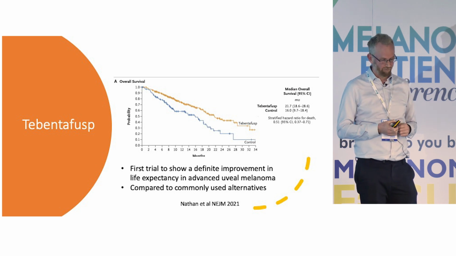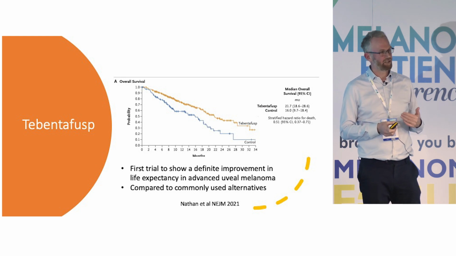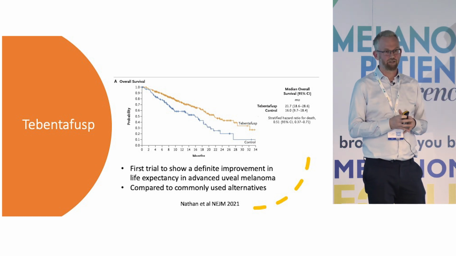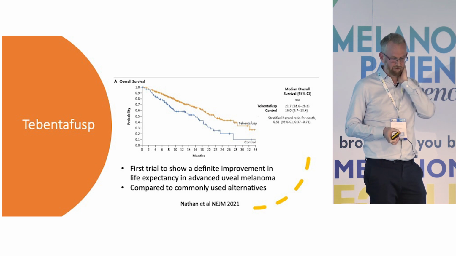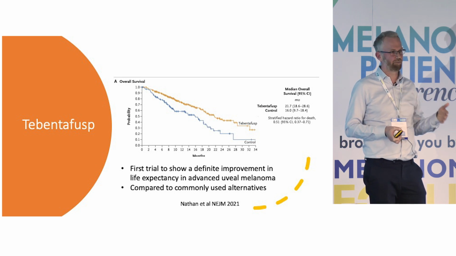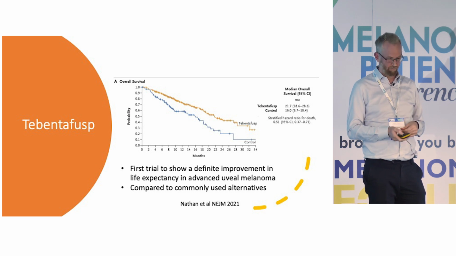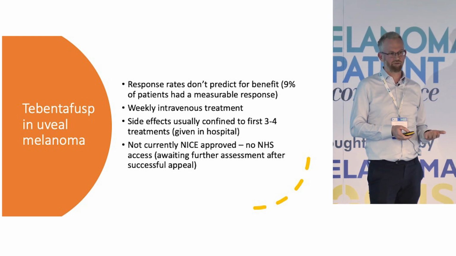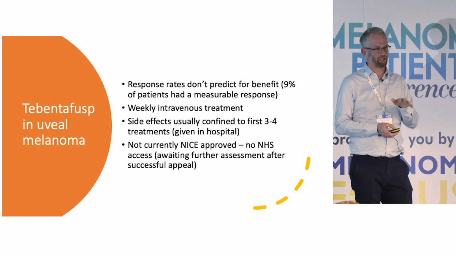This remains under follow-up. And so it's the first trial to ever show a definitive improvement in overall survival in uveal melanoma, and hopefully is just the start of a lot more to come. The other thing is you can see it was compared to commonly used alternatives, anti-PD-1 and anti-CTLA-4, with a control of 16 months there. Interestingly, response rates don't predict for benefit. So even if the disease grows initially, that doesn't necessarily mean there isn't benefit.